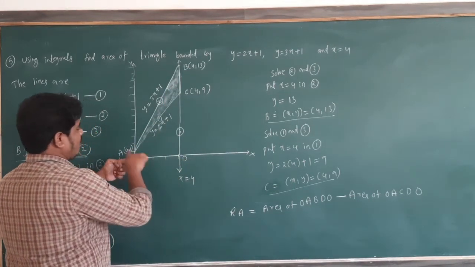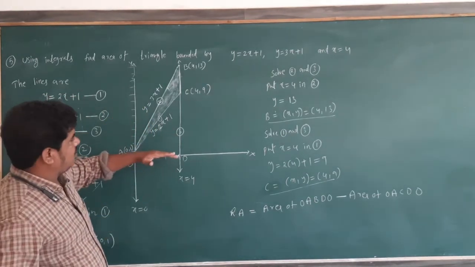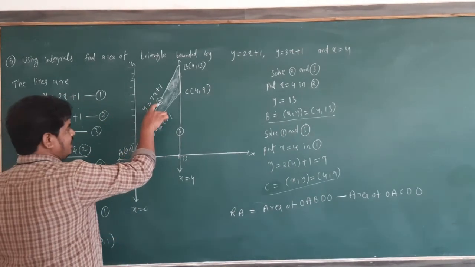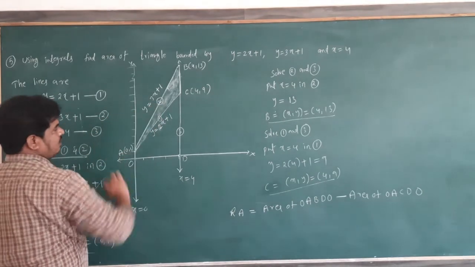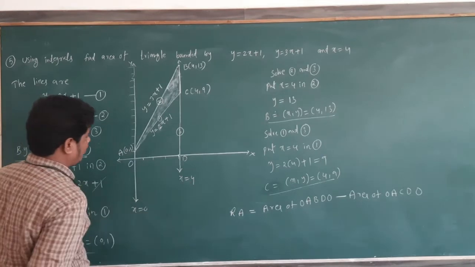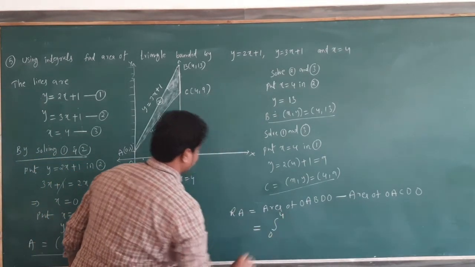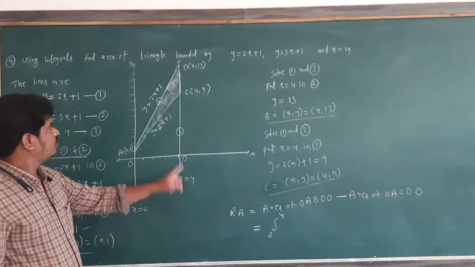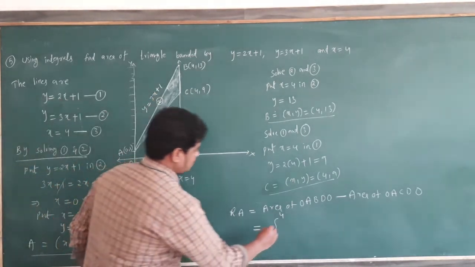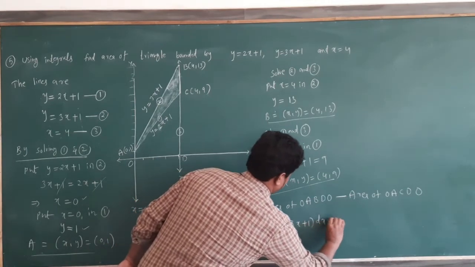One side x axis, above the x axis, and below the line, below which line? Below the second line. Okay. Below the second line, and in between two vertical lines, x equals 0 and x equals 4. So it is equal to integral from 0 to 4, 3x plus 1 dx minus.